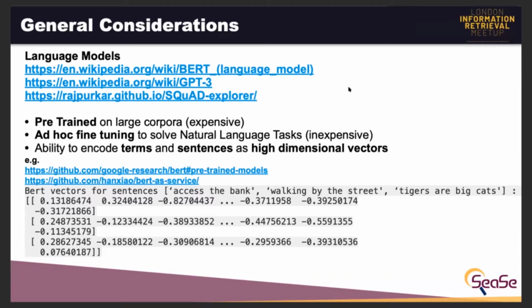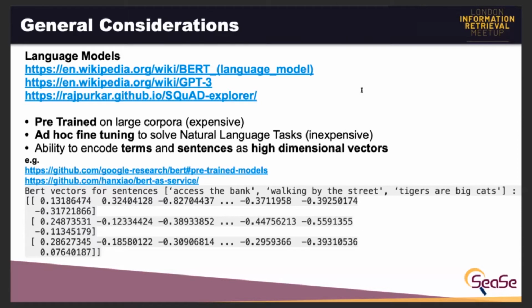You can query a model like BERT, for example through BERT as a service, and get back a high-dimensional vector from your input query. In this example, you may have different sentences like access the bank, walking by the street, tigers are big cats, and you can get a vector out of any of these sentences, specifically out of these three sentences.